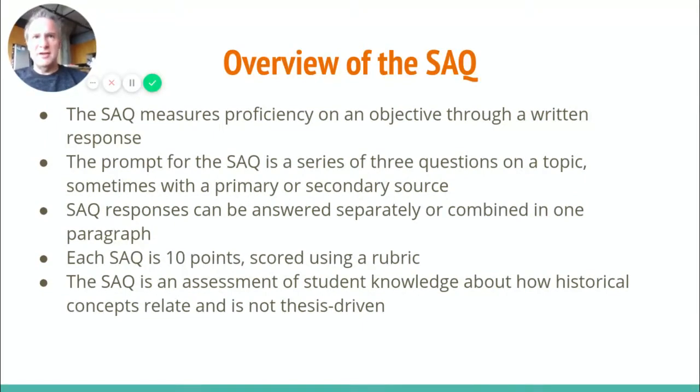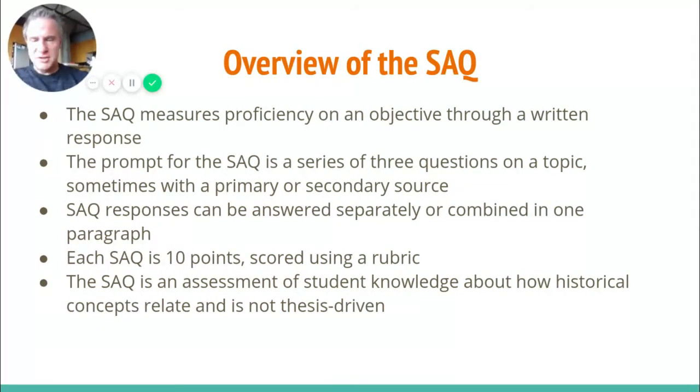The prompt for the SAQ is just a list of three questions, A, B, and C, that you have to answer. Sometimes there's a stimulus like a primary or secondary source, and sometimes it's just the three questions. You can answer SAQs in complete sentences, and you can just label A, B, C. Here's the answer to A, here's the answer to B, here's the answer to C. Or you can combine them together in one paragraph if you prefer that. They're scored the same. It's entirely up to you how you want to structure it.